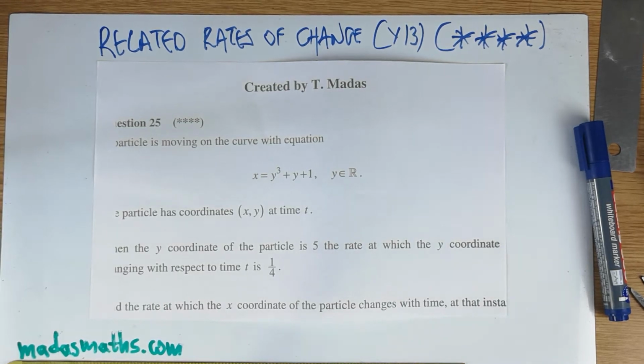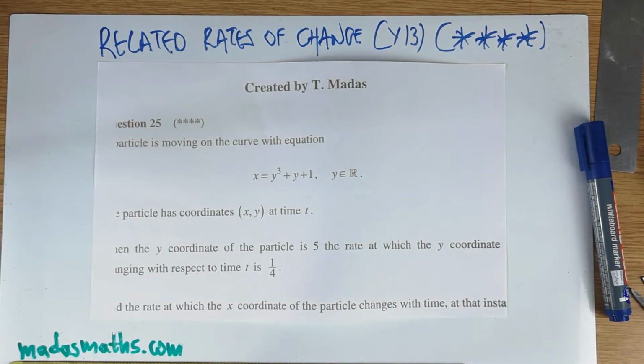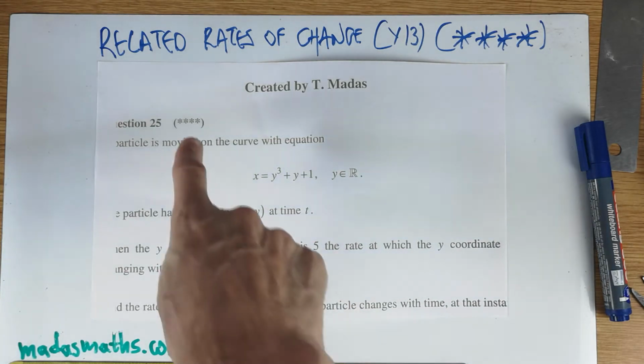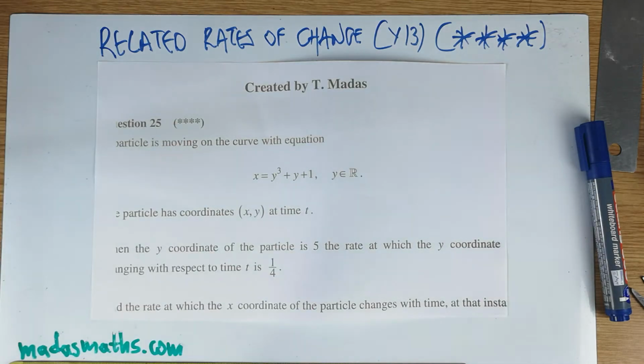Hello and welcome. Today's lecture is on related rates of change, a new question I wrote for one of the synoptic papers that I've done recently. I can't remember whether it's on U, V or W. As you can see, it's 4-star, so it's actually very quick to do. But you just need to know how to approach it.